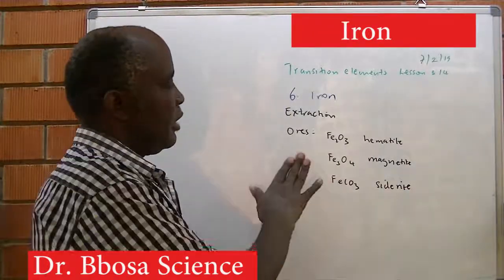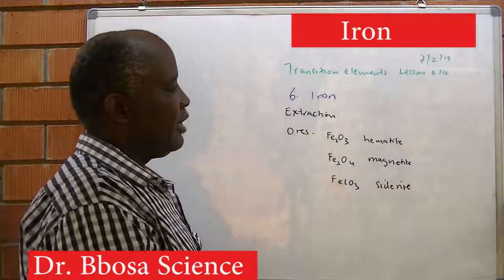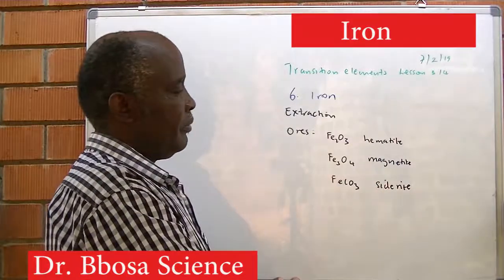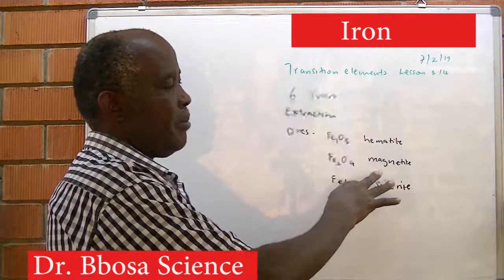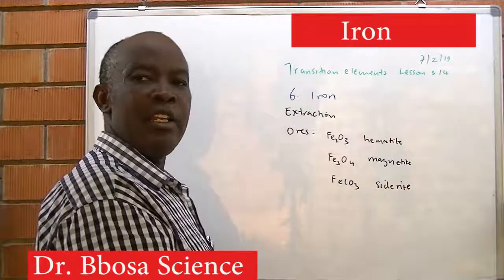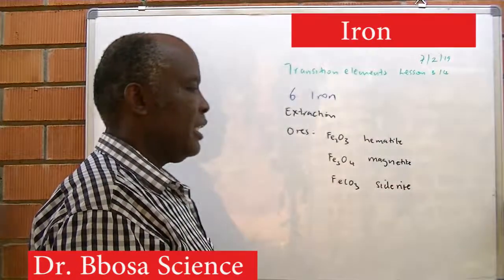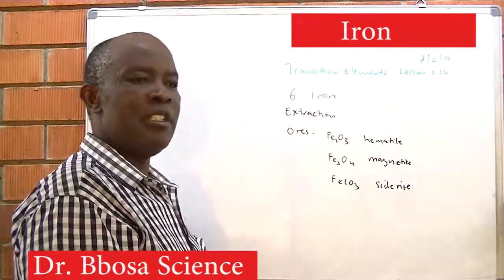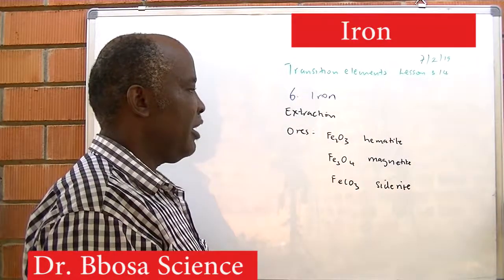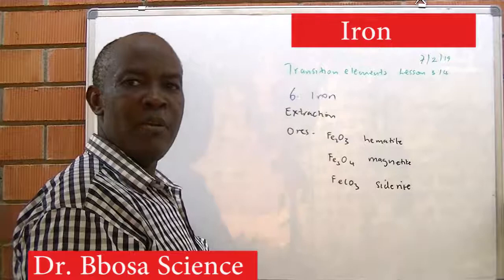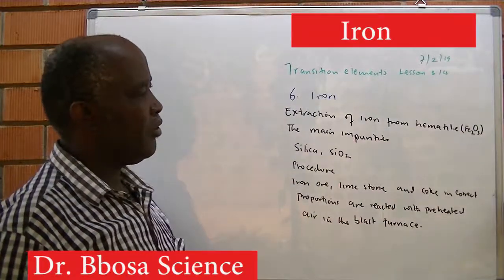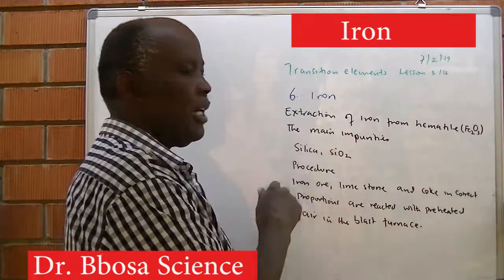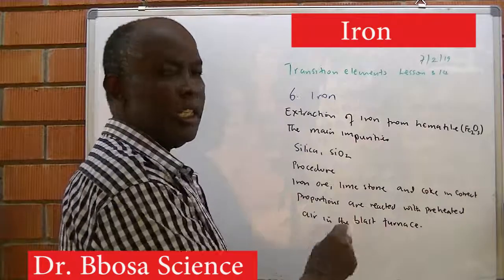Extraction. The main ores of iron are iron ferric oxide or hematite, iron tetroxide, magnetite, and then iron 2 carbonate, which is siderite. But the common ore, the most common ore from which iron is extracted, is iron ferric oxide or hematite. Extraction of iron from hematite. The main impurity is silica or silicon dioxide.